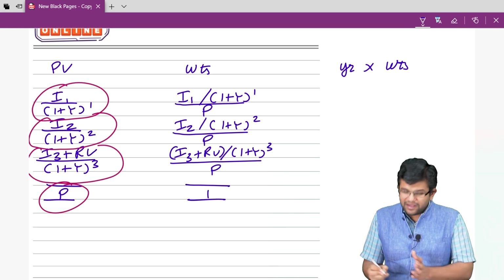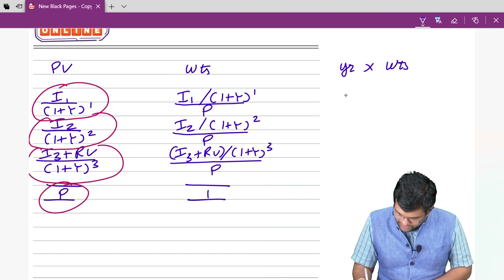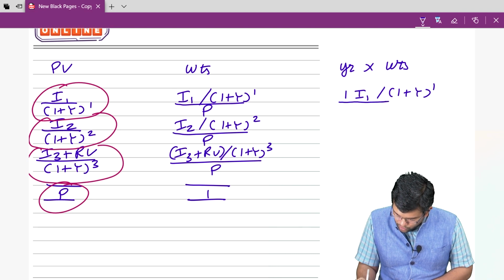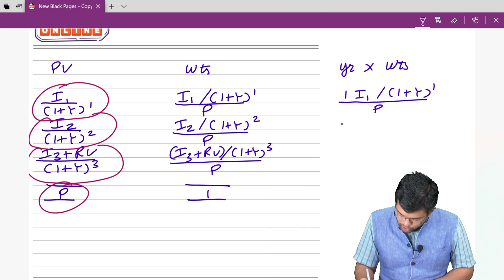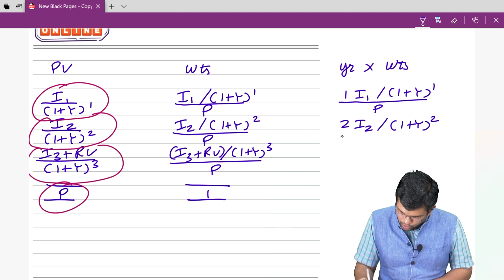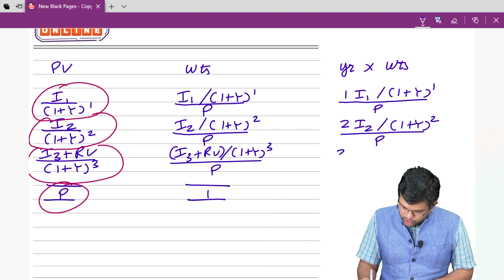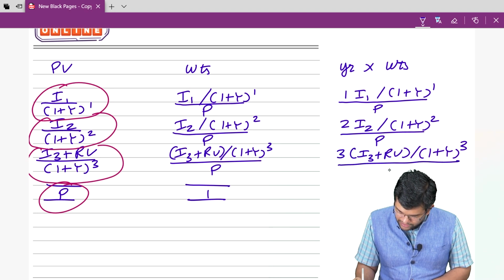Children, everyone follow until here? And the last now, year into weights. So children, we know the first term year is 1. So do you realize this is 1 into this weight, that is 1 I1 divided by (1 plus Y) raised to 1, the whole divided by P. Then, children, the second year will be 2 into the second year weight. So 2I2, correct, divided by (1 plus Y) raised to 2, the whole upon P. And then the third year will be 3 into its weight. So 3 bracket (I3 plus RV) divided by (1 plus Y) raised to 3, the whole divided by P.